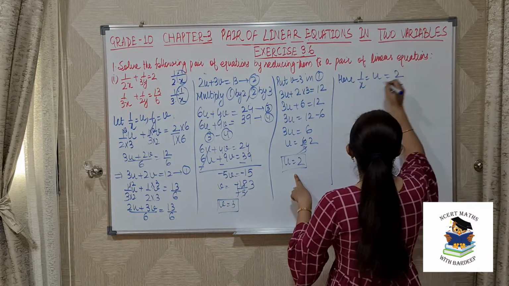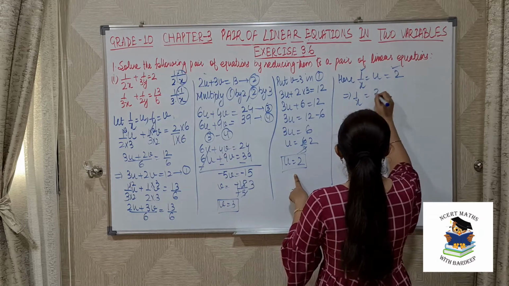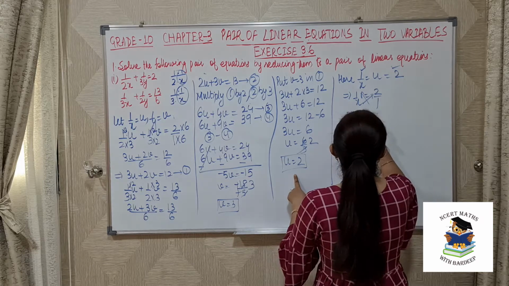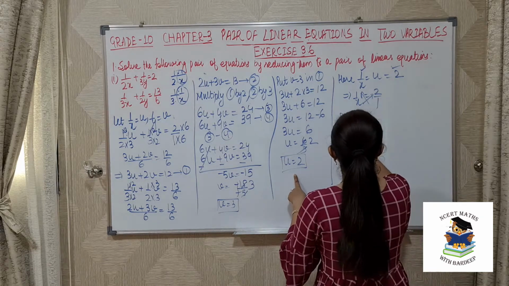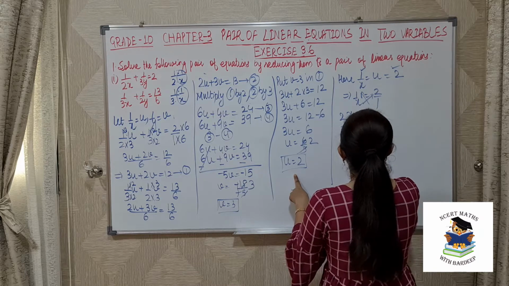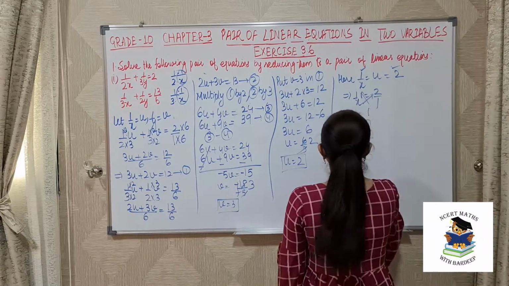This is 2. Use these two terms, that is 1 by x is equal to 2 by 1. Cross multiply and 2x is equal to 1, and x is equal to 1 by 2.